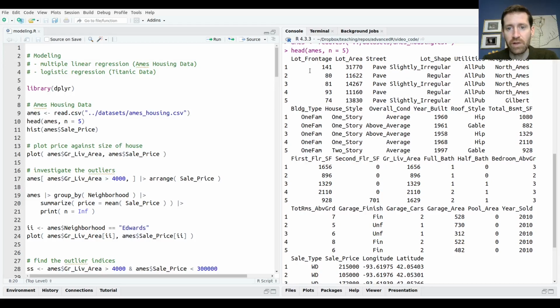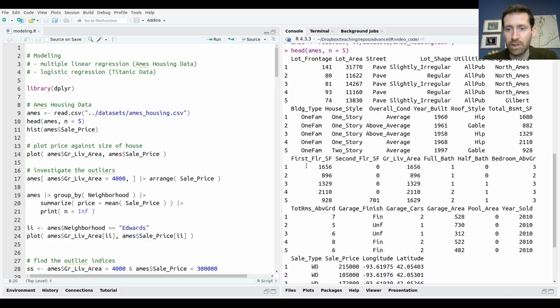Each row represents a house that was sold in Ames, Iowa, and then there are various columns containing attributes of the house. So lot frontage, that's like how much of the street the lot takes up, area, type of street, type of lot, utilities, and neighborhood, which we're going to look at, because of course location is important in real estate. Type of building, house style, overall condition is important, the age of the house, basement attributes, and size.